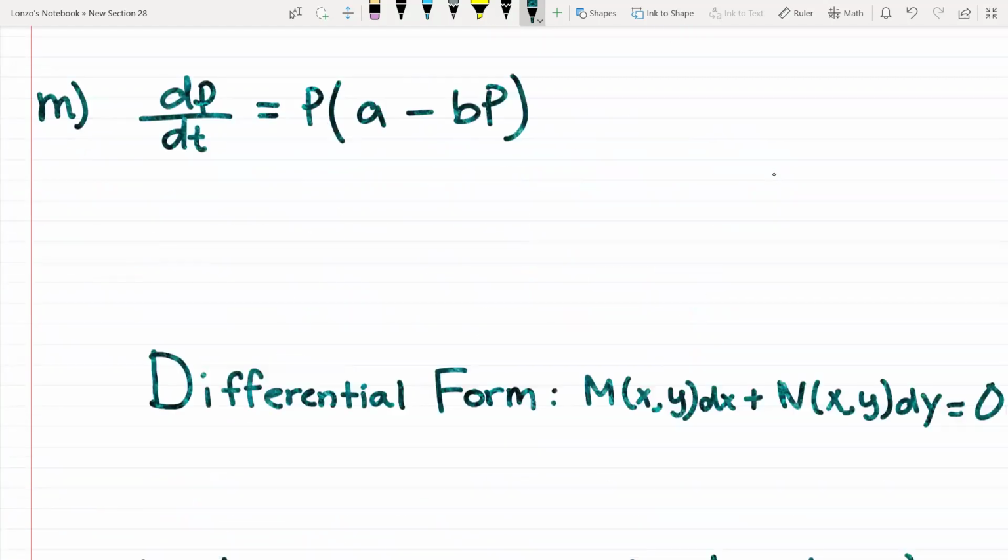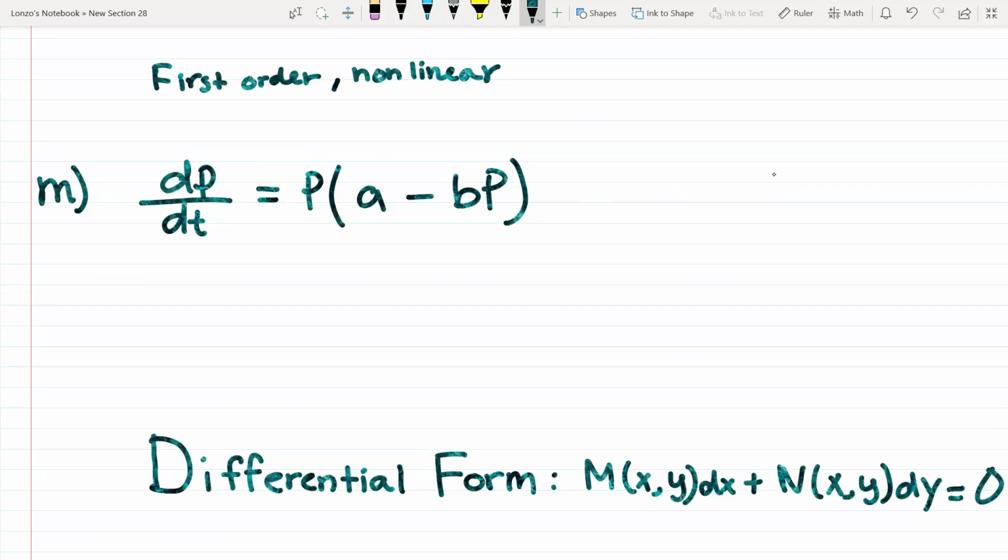Okay, letter M. What I would do is, I think the order would be first order because that dp dt is our first derivative. Then I would check if it's linear. I would FOIL out this p first. So this would be p times a, I'll just say it as ap, minus p times b p, which is b p squared. Unfortunately, this has a power of 2. That makes it nonlinear.